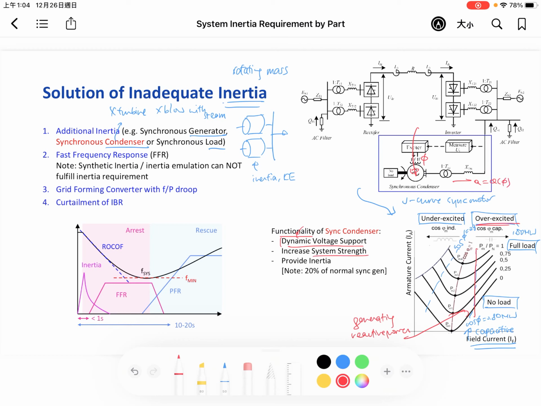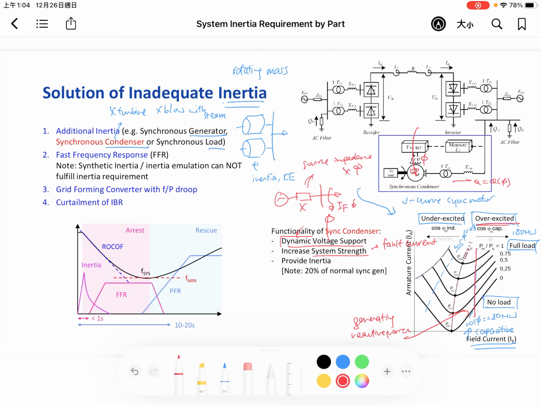The second one is to increase the system strength. System strength is another term for fault level, or for current: how much fault current it can provide. Notice that we often try to model a source with a source impedance X. Once the source impedance X increases, the fault current IF reduces.